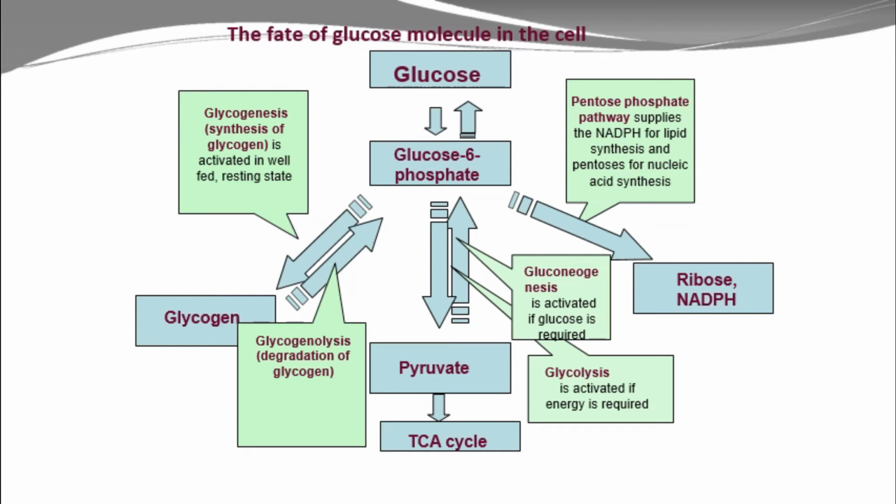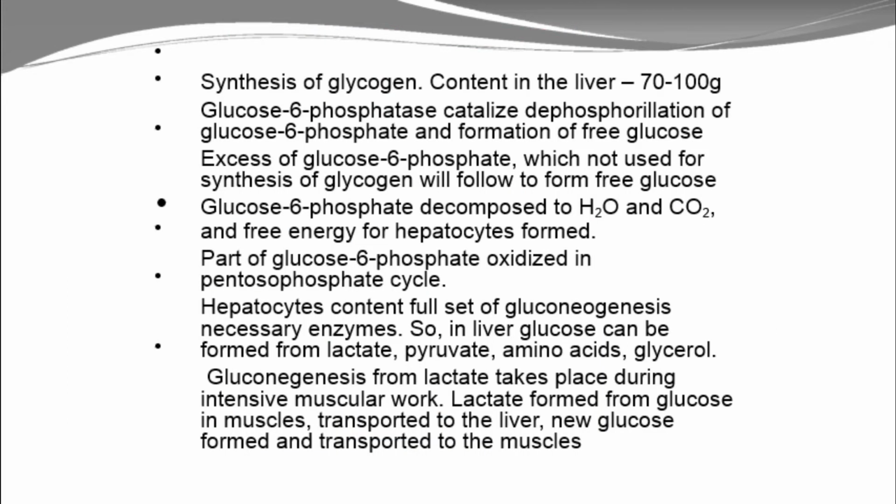Now this pathway is mainly concerned with nucleic acid synthesis and lipid synthesis. So NADPH is provided through this pathway for lipid synthesis, and pentose for nucleic acid synthesis, and so on. These are basically the fates that we have for our glucose. In these whole processes, the role of the liver is basically to store the glycogen that has been synthesized from glucose 6-phosphate. Usually our liver can store up to, let's say, 70 to 100 grams of glycogen.